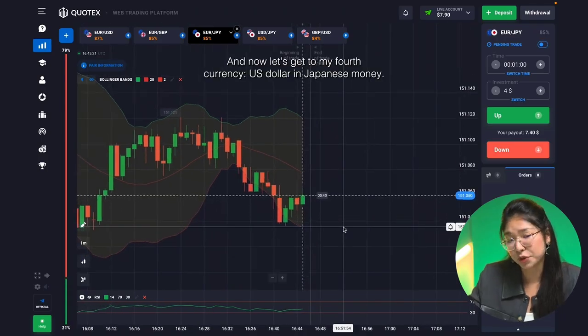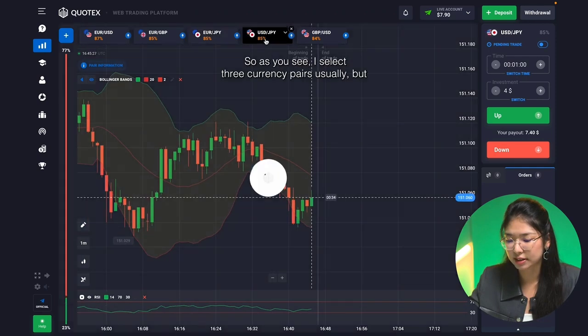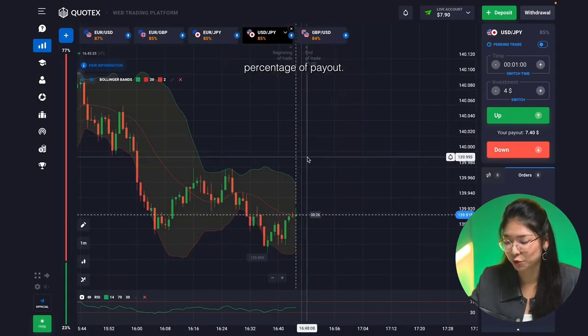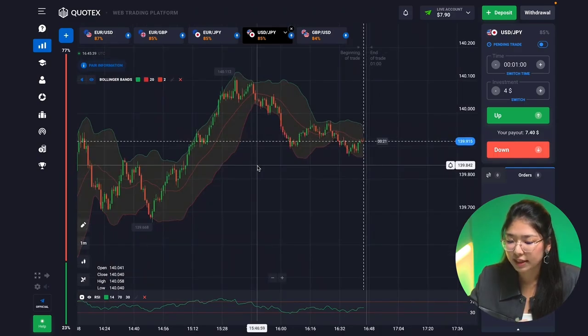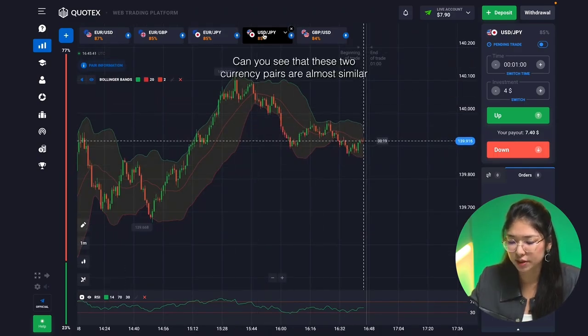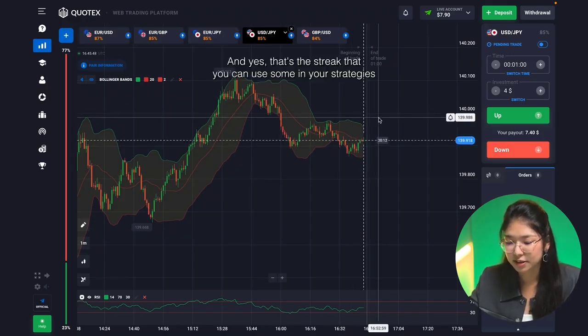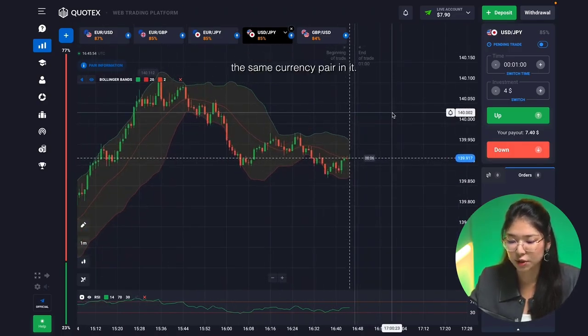And now let's go to my next currency, US dollar, Japanese yen. And as you see, I usually select 3 currency pairs, but today I decided to choose 5 currency pairs with a great percentage of payout. And here I see again good signals. Can you see that these 2 currency pairs are almost similar because both of them include Japanese yen? And yes, this is a trick that you can use in your strategies, because there is always a correlation between assets that have the same currency in them.